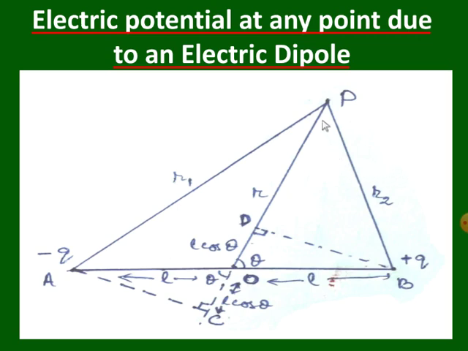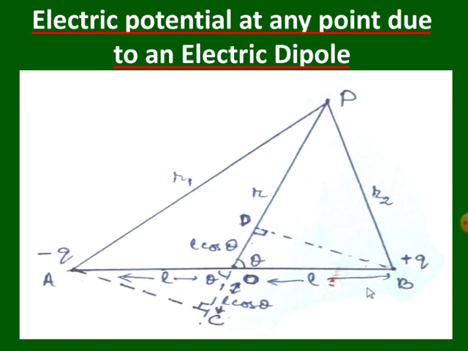To do that, we produce this line PO, and drop a perpendicular from A to that line PO produced, meeting it at C. So this is perpendicular, right? If it is perpendicular, then to a fair approximation we can take AP to be approximately equal to PC. Why? Because I'm showing the diagram here in a very magnified way.